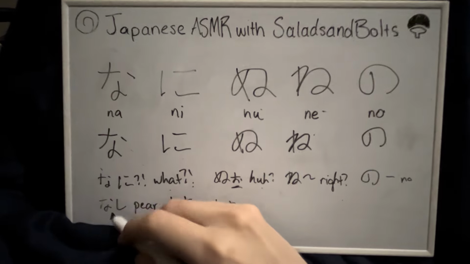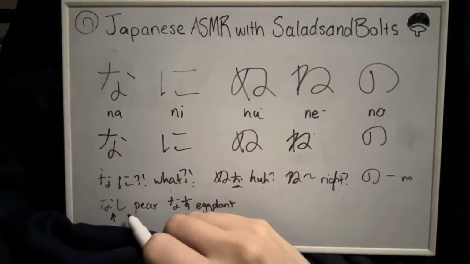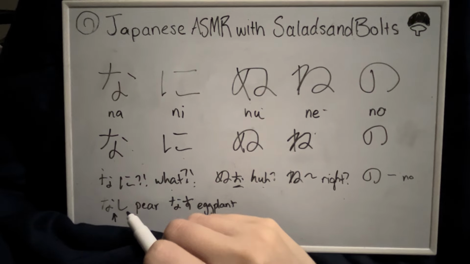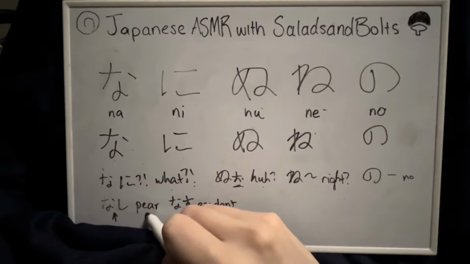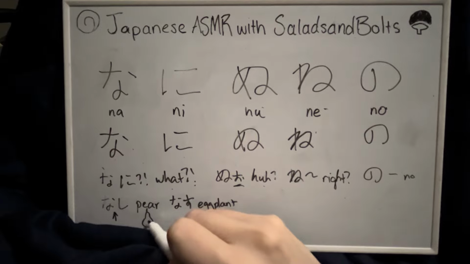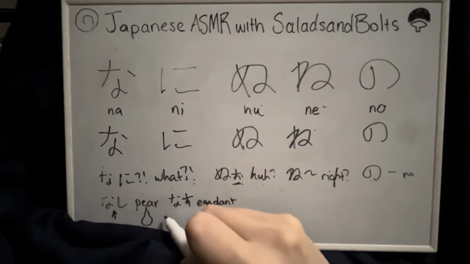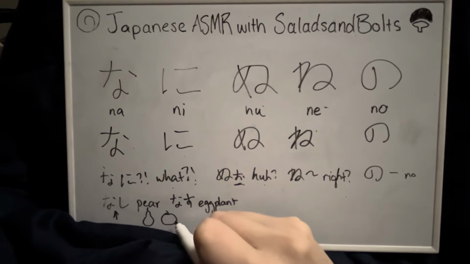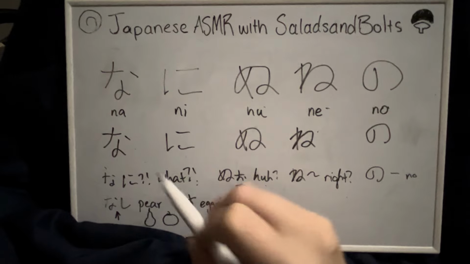Nashi is really delicious in Japan. So I know you might not like nashi if you're in another country, maybe if the pear looks like this kind of pear. But in Japan, they have pears that look like this, and they're so good. They're so good. Highly recommend.